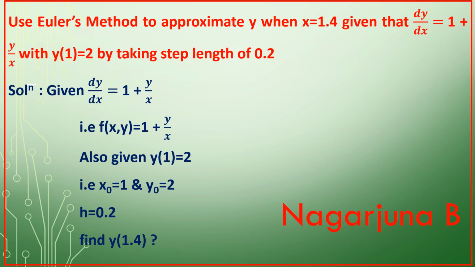To find y of 1.4, first what we do is, because the step length they have given is 0.2 and the initial value is y of 1, at the first step we will be finding y of 1.2. Again we iterate the same step to find y of 1.4. That means we need to do the iteration 2 times. That means we need to calculate y of 1.4 from the same formula, doing it 2 times with different values. We shall see that.